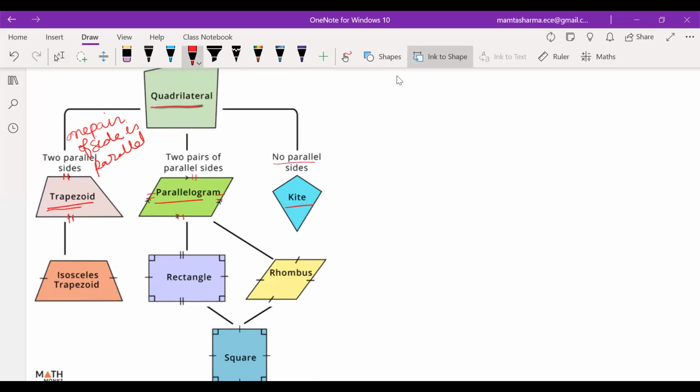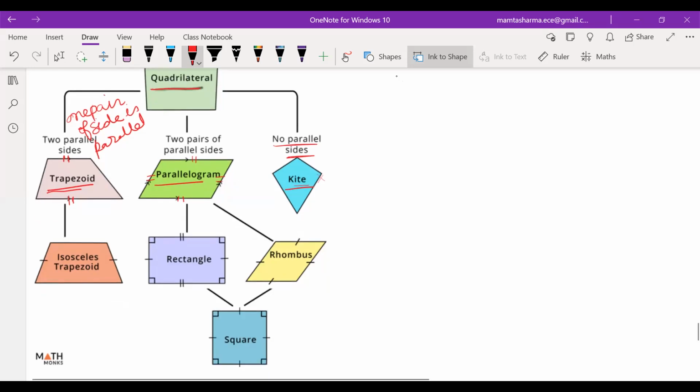Now, the third type of quadrilateral is the kite. A kite doesn't have any parallel sides. A trapezoid has one pair of parallel sides, a parallelogram has two pairs of parallel sides, and a kite doesn't have any parallel sides. Okay, trapezium is clear.